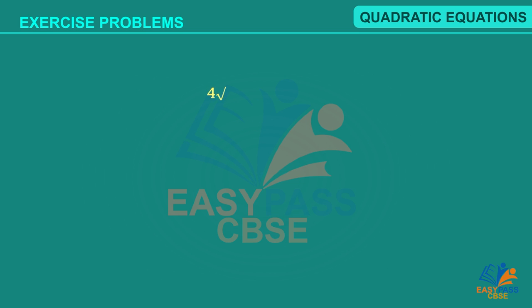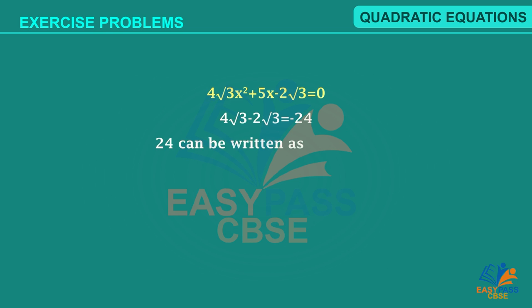4 root 3 x square plus 5x minus 2 root 3. So, the x square coefficient is 4 root 3 and the constant is minus 2 root 3. Therefore, the product is 8 root 3 times root 3, that means 24. Now, 24 can be written as 8 times minus 3, so that their sum is equal to 5.